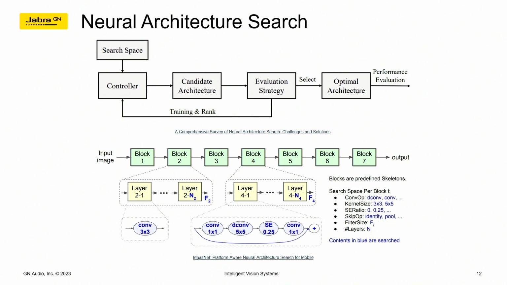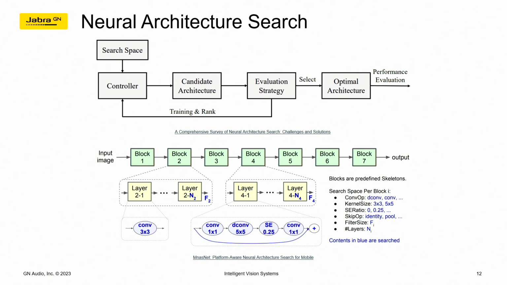So one of the prominent examples is MNASNet, where they define what are the convolutional operations that you want to support, what is the maximum kernel size, what is the skip operation that you want to support, and so on and so forth, and then put them into layers and then define blocks based upon that, and you stack the blocks, and you have a network that works optimally.